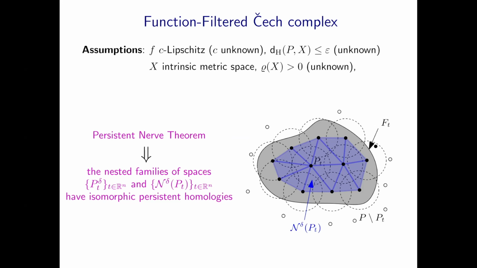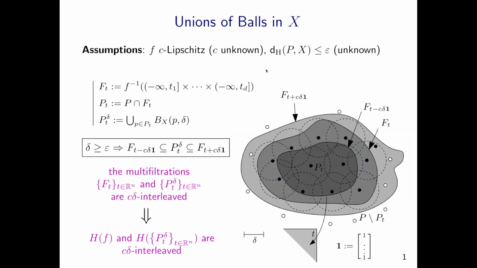And of course, by the persistent nerve theorem, you know that the family of spaces, so this filtration of balls and then this filtration of nerves, actually give isomorphic persistent modules. And so combining this result with the previous one, you get that you have a C delta interleaving between the sublevel sets of the function in homology and the filtered nerve complex in homology. Okay.